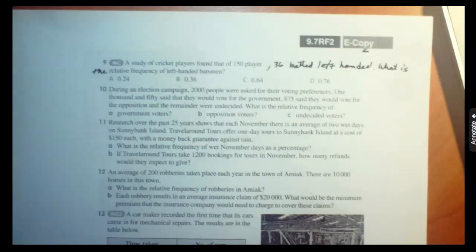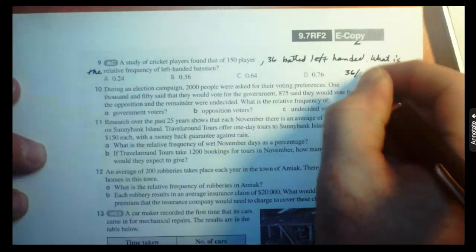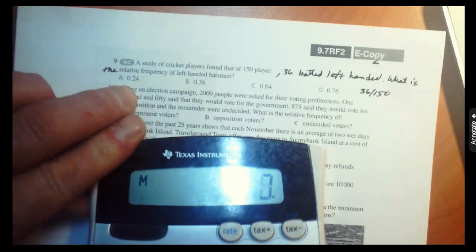A study of cricket players found that of 150 players, the relative frequency of left-handed is 36. So it's 36 out of the 150. Sorry, I read that backwards. 36 out of the 150. So we'll just divide that out as a fraction. 36 divided by 150 equals 0.24 as a relative frequency right here, A.